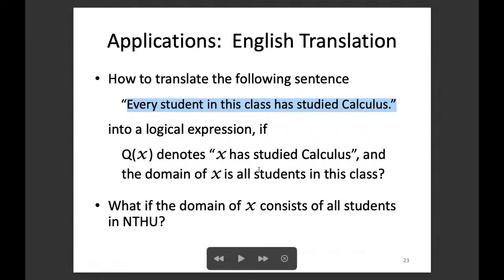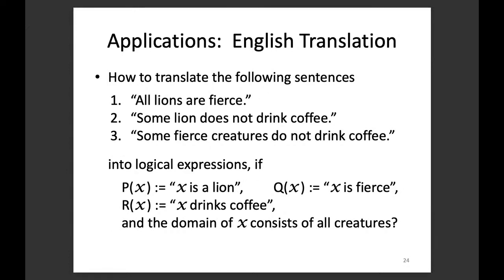Is that okay? But on the other hand, suppose that we now have a restricted domain. Suppose that x is now not just all students in this class, but consists of all students in NTHU. Then the domain is now changed. So in that case, we will need to have another expression for this translation, and we will need to use the idea of restricted domain and give corrections. So this is an easy example. And later we have some other examples.